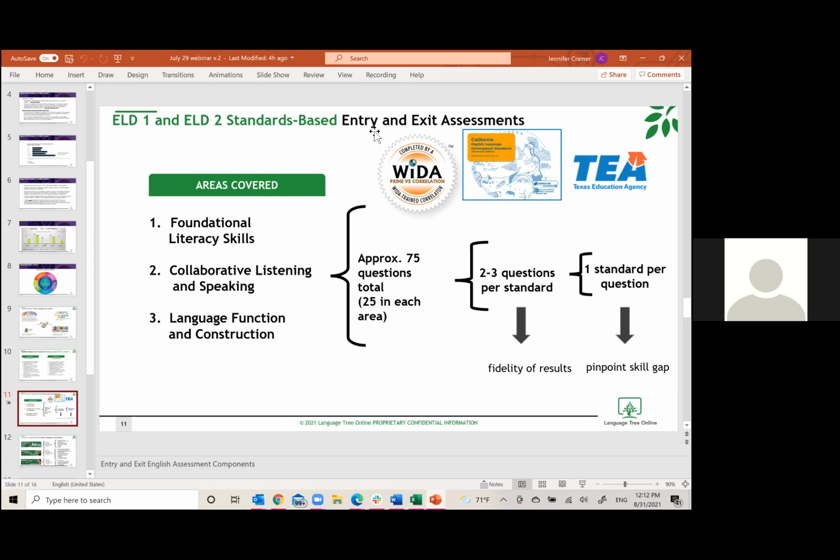The reason that we did that was when teachers and educators look at the data, they'll be able to pinpoint the skill gaps where that student needs additional support.